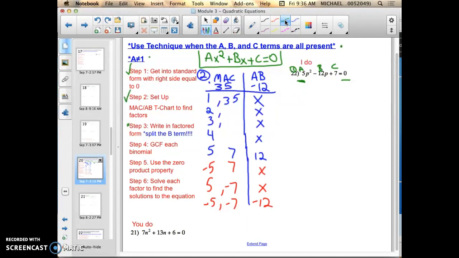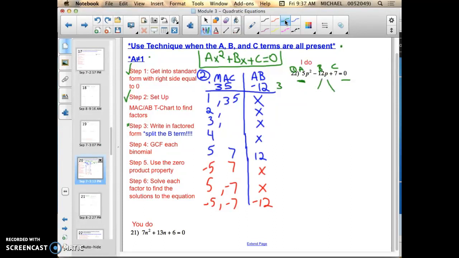That process, step 2, can be a bit frustrating. Please don't get discouraged when you're working through that. Sometimes it's just some guess and check work along the lines of what I just did. Okay. Now, step 3 looks a little different. I said write in factor form. Technically, it's still standard form, and I'm going to write in standard form, but I'm going to split up the b term. Okay. So if you notice, my b term is negative 12.